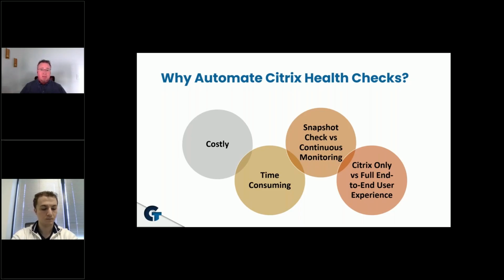And the last thing that we've been hearing is they really just focused on the Citrix environment. Of course, we know that there's a lot of IT infrastructure that's involved in delivering Citrix. So having a health check that's only focused on the Citrix piece leaves a lot of the rest of it unchecked, versus that full end user experience visibility.